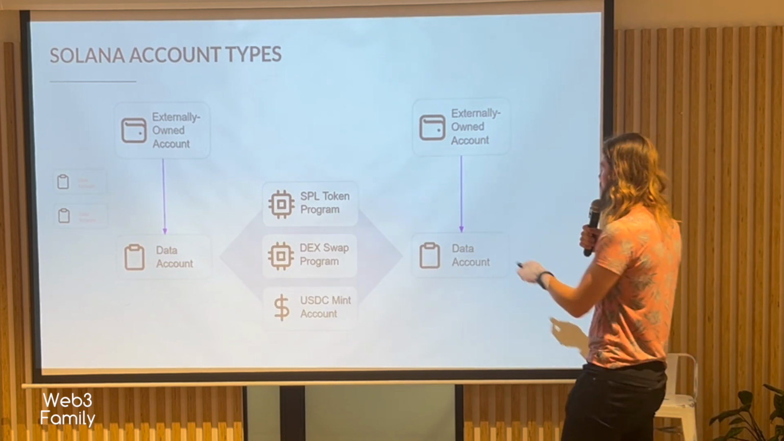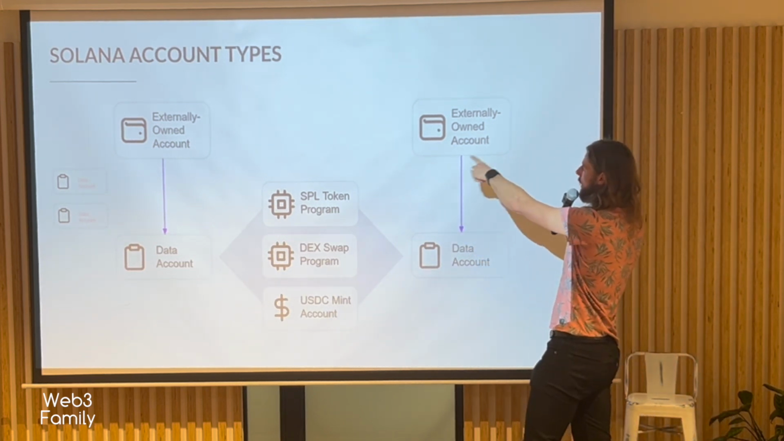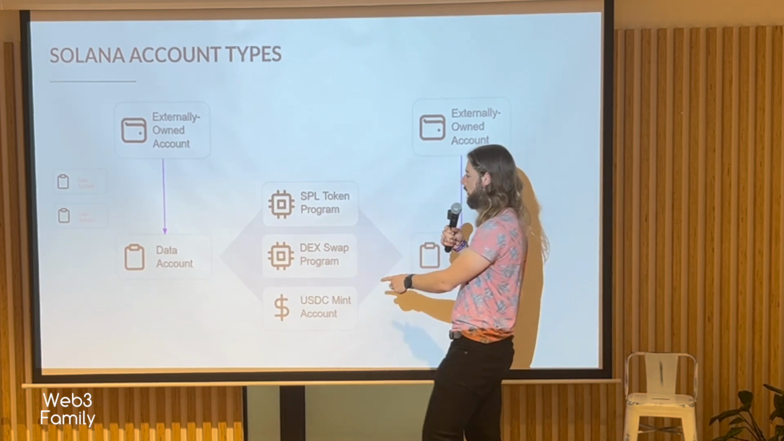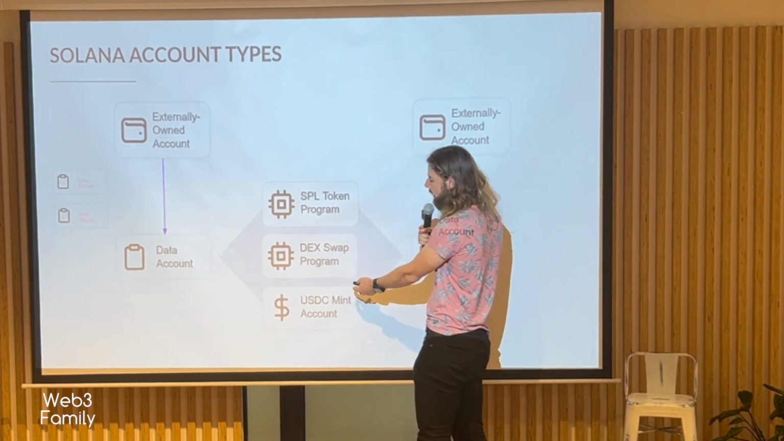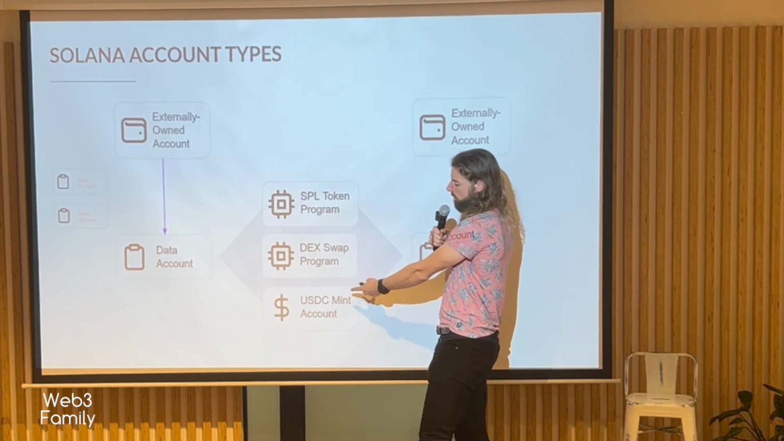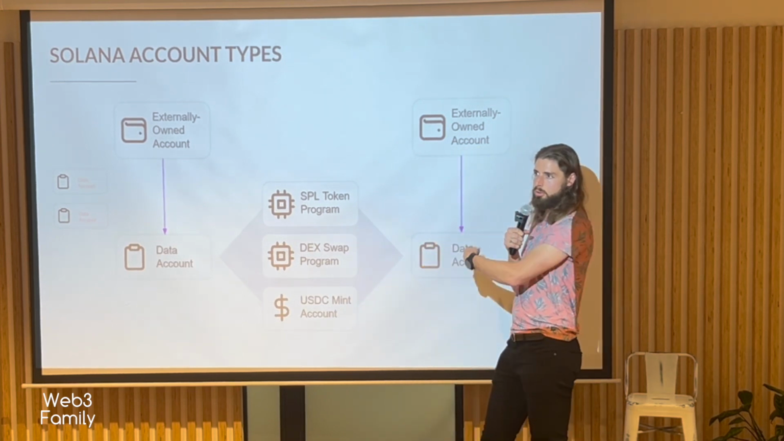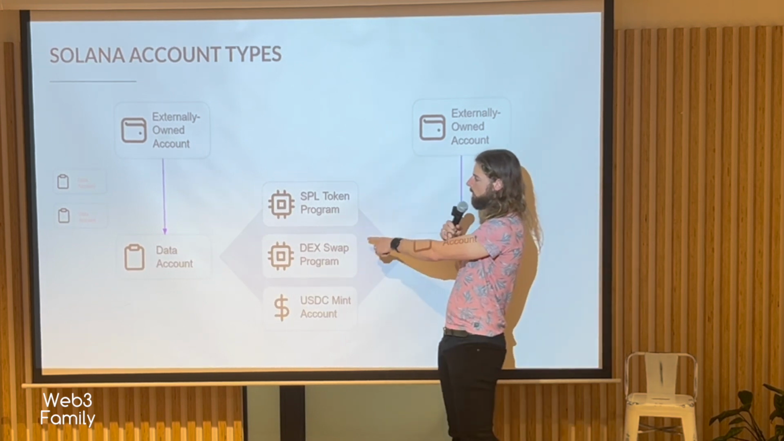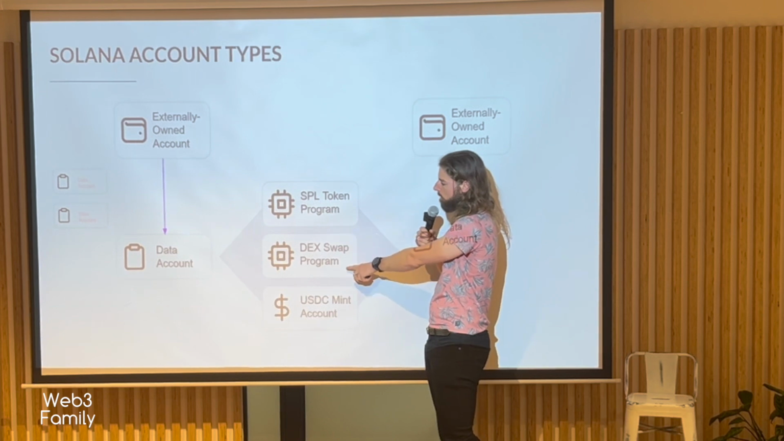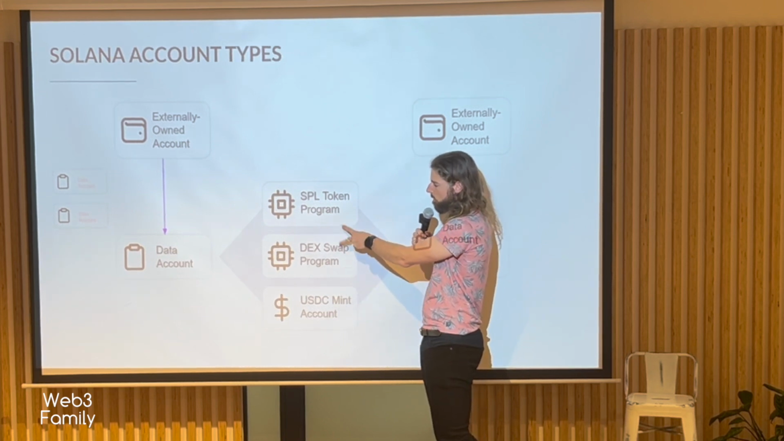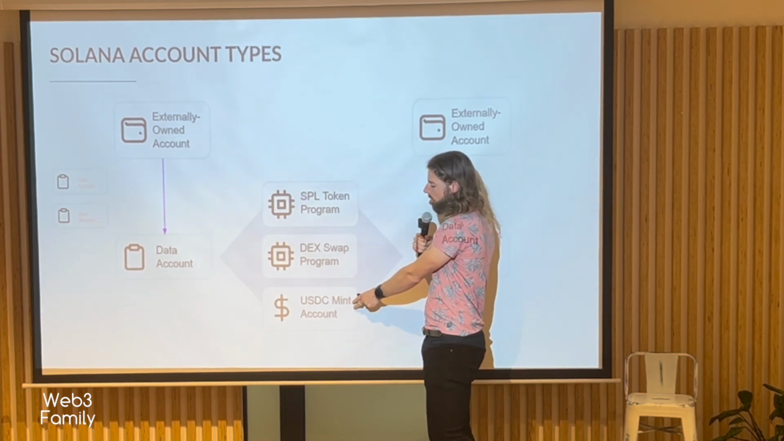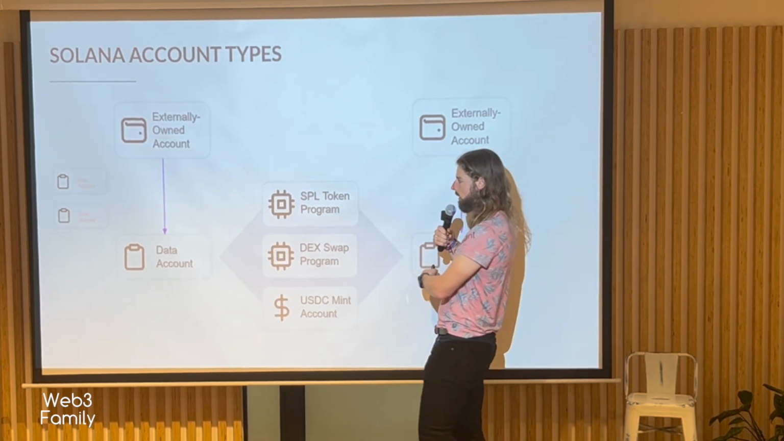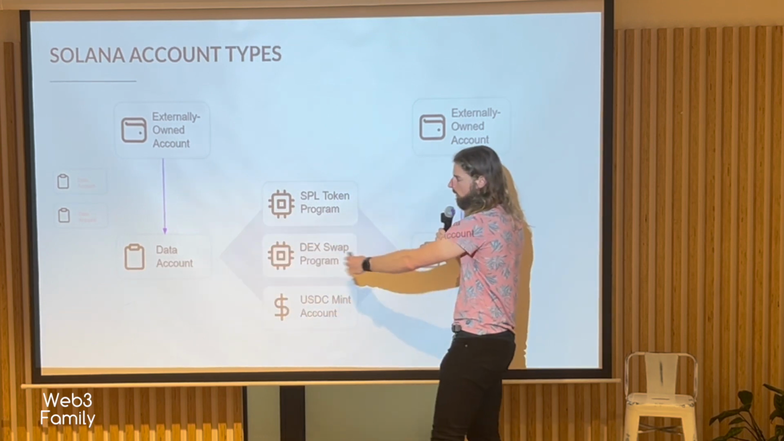So let's say you've got 2 users with externally owned accounts or wallets. They want to interact in a DEX swap program to use USDC to swap against each other. Well, they each need a data account that interacts with the SPL token program and the DEX swap program. These are both executable programs, along with the USDC token account, so the mint account. And then they can interact through their data accounts.